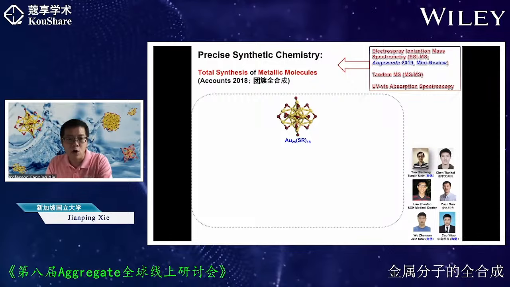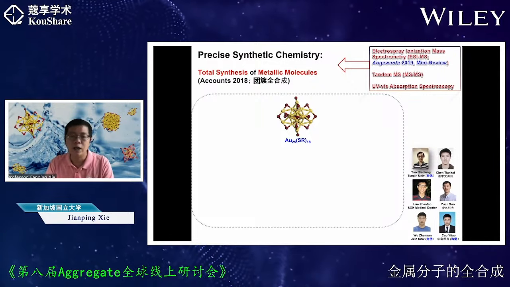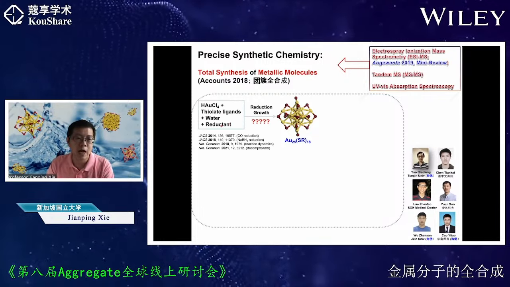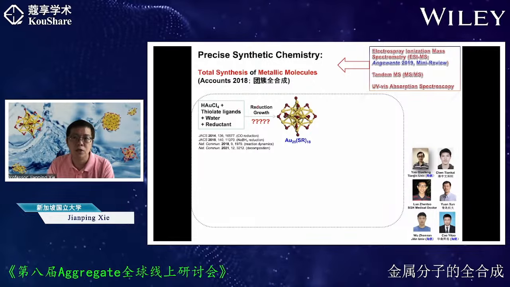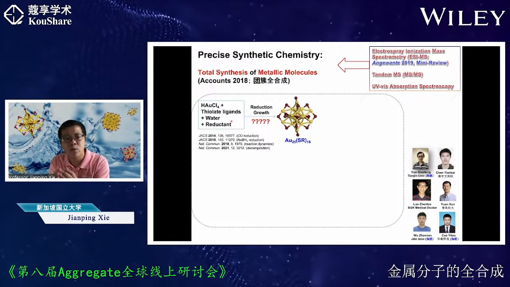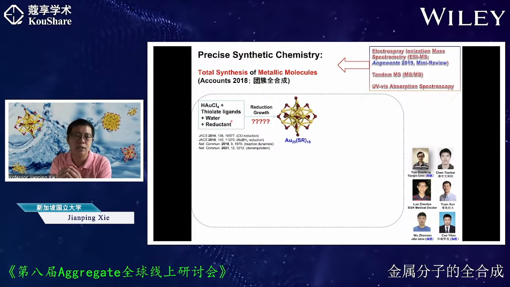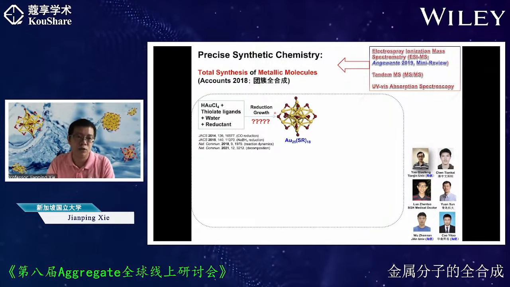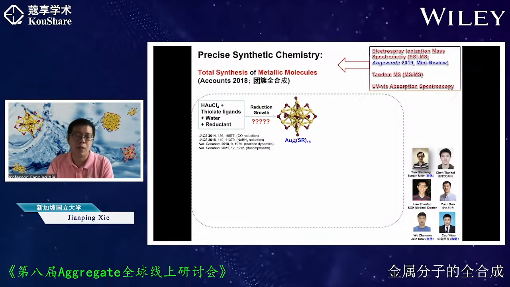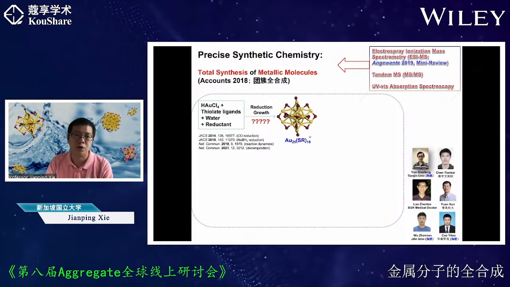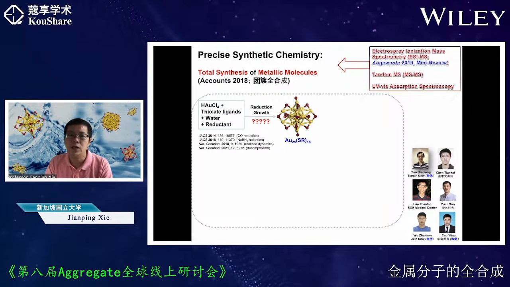For clusters like Au25(SR)18 nanoclusters, we can use a very simple method to synthesize this cluster. But the questions we may ask are: how do these gold ions reduce to form gold atoms? How do these gold atoms aggregate together to form small clusters? And how do these small clusters continue to grow to form larger clusters? These are open questions we call reduction growth. And why is the final product Au25, not Au24 or Au26? So we use our platform to try to understand this reduction growth.